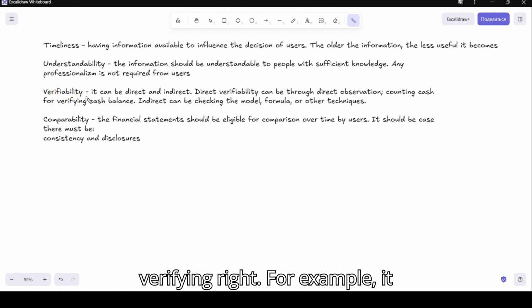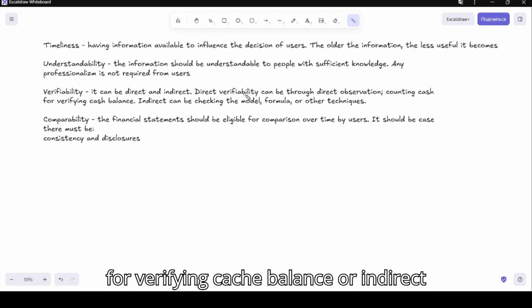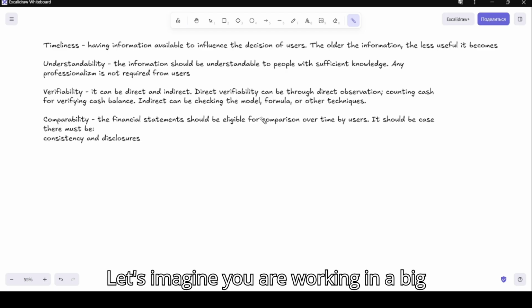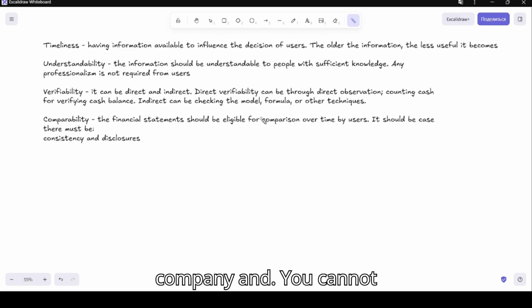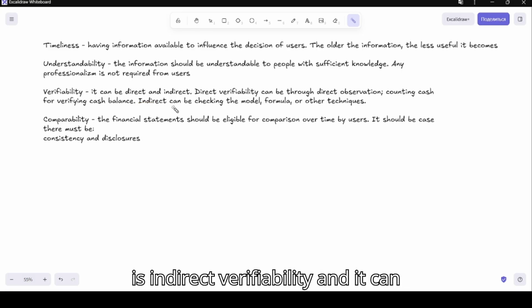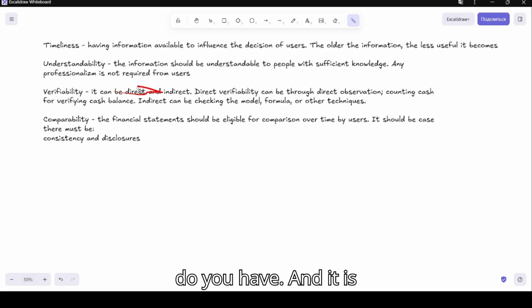Verifiability means verifying, right? It can be direct or indirect. Direct verifiability can be through direct observation, for example counting cash for verifying the cash balance, or indirect can be checking a model, formula, or other techniques. Let's imagine you are working in a big company and you cannot count the products of the inventory one by one. In this case, you will use a model or formula and check it. That is indirect verifiability. Direct is like when you have money in your pocket and you are counting how much money you have. Okay.